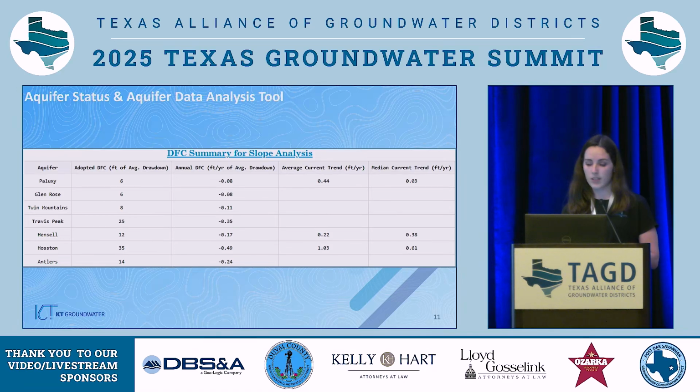Within both tools, a DFC summary page displays both the adopted and annual DFC and calculates water level trends within each aquifer. The average current trend is the average of all calculated trend values for an aquifer, and the median current trend is the median of all calculated trends for an aquifer.